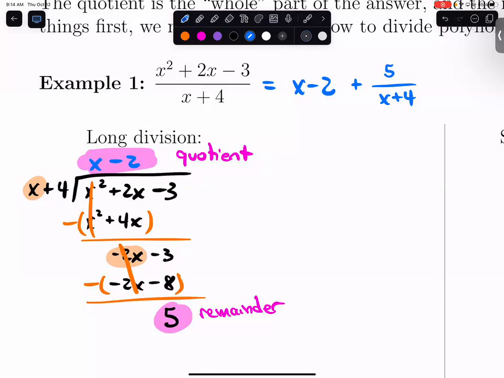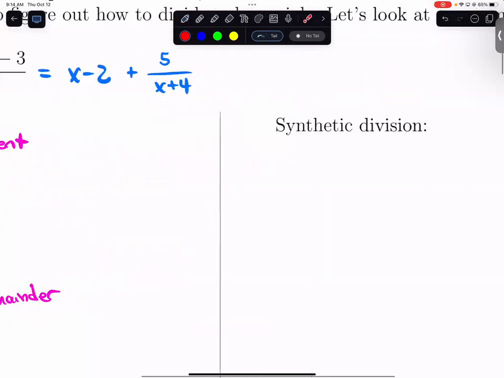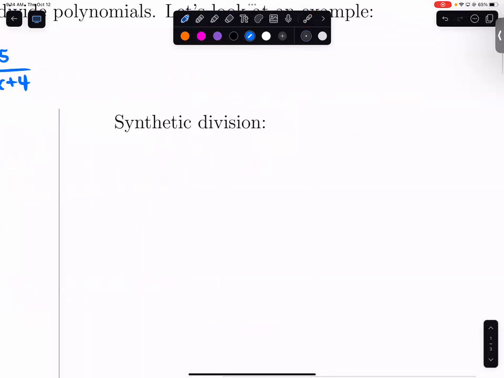When the thing we're dividing by happens to be linear, like it is here, another way that we can do this is a method called synthetic division that pretty much does all the same stuff, but we just pare everything down as much as we can so that there's less to keep up with, and then organize it differently. So here's what synthetic division looks like.